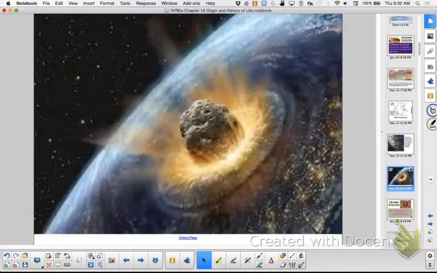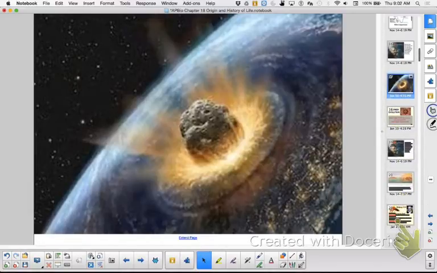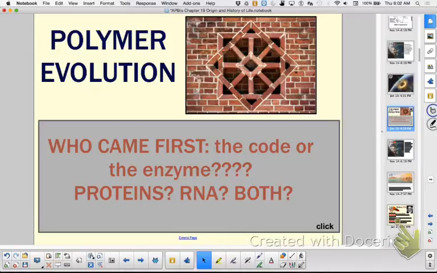All right, moving on. So now we have a source of monomers. Now we're ready to build some what? Polymers. All right. So now we want to take those bricks and form them into the different walls of the four important molecules, right? Tell me again what they are. Carbohydrates, lipids, proteins, and what? Nucleic acids.